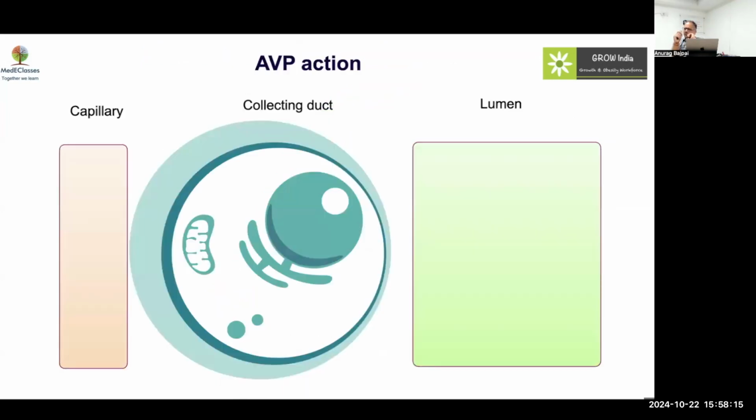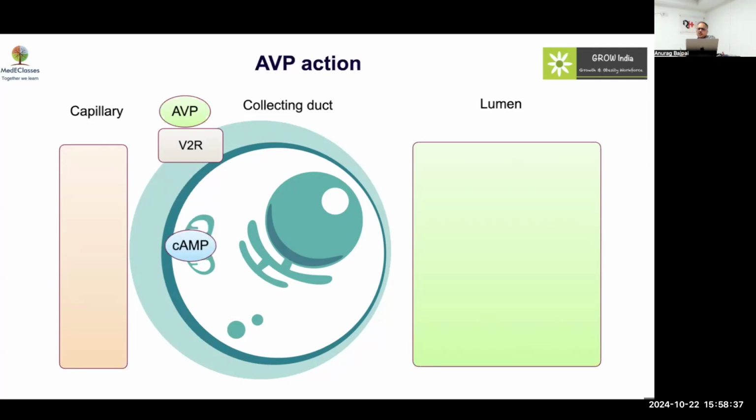Now, AVP, the major work I said, is to increase the permeability of your collecting duct to water. That's it, nothing else. AVP is going to work via the V2 receptor, and there are a lot of AVP receptors we talked about: V1 receptor, V2 receptor, V1A, V1B. We'll talk about much more later on.